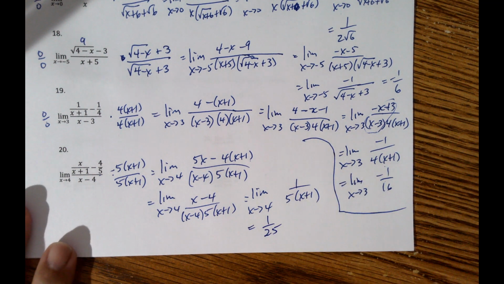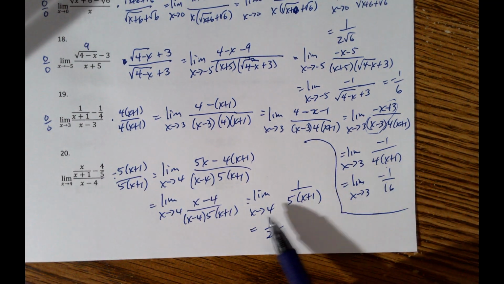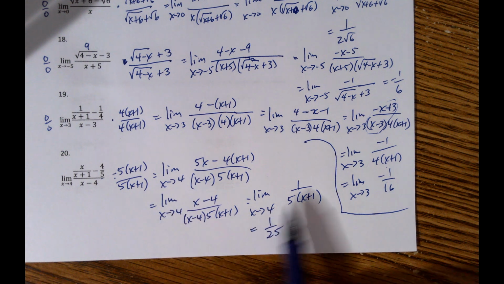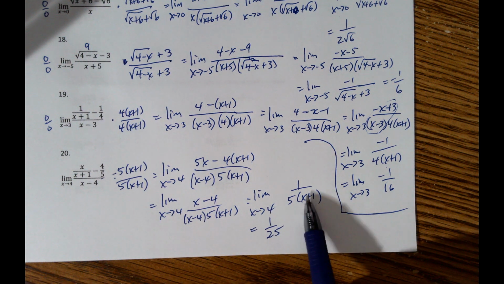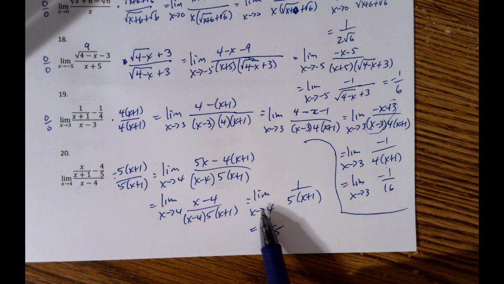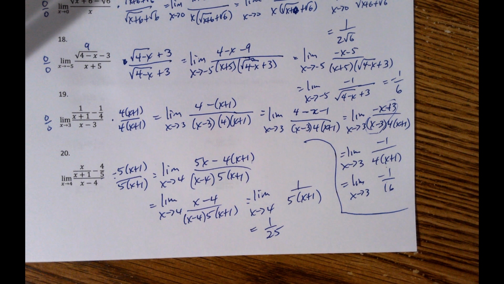Notice I write the symbol limit all the way until I can successfully plug in my approaching number. Once I can plug it in, I don't write that symbol anymore. All right, so that's problems 18 through 20. That's what you missed on Wednesday.